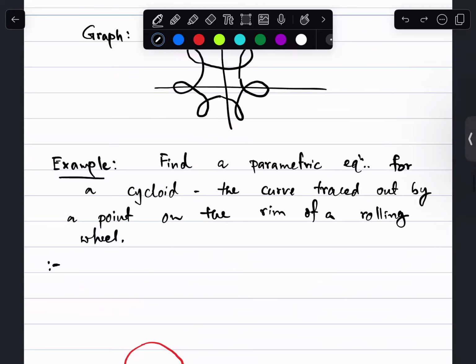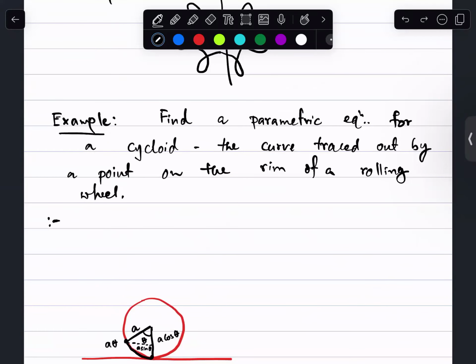Okay, cool. For the next example, it is asking to find a parametric equation for a cycloid. What is a cycloid? Let me draw a picture to better explain. Say I have a circle, or say a wheel, and there's a point marked already on the wheel. This is the point, and I'm focusing on this point.